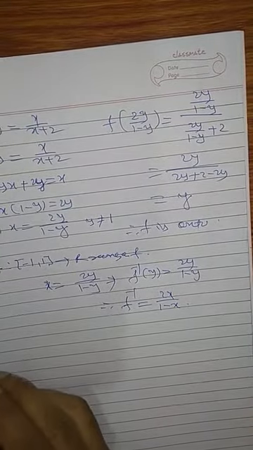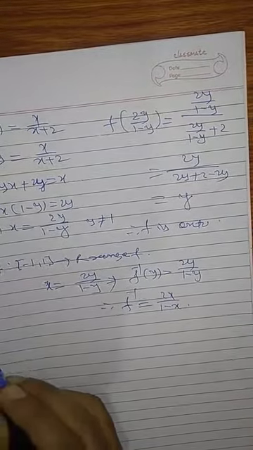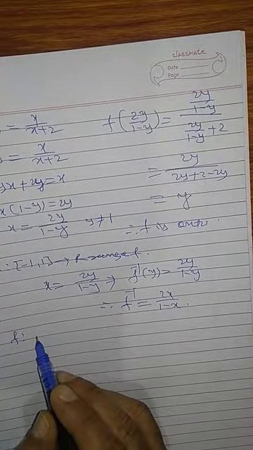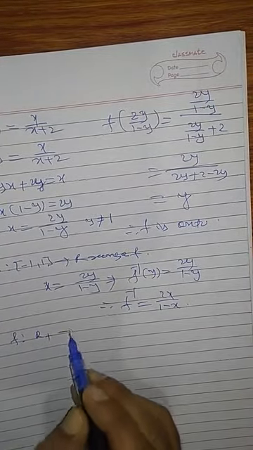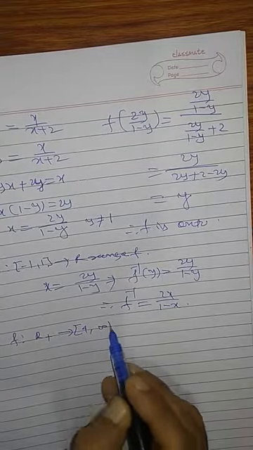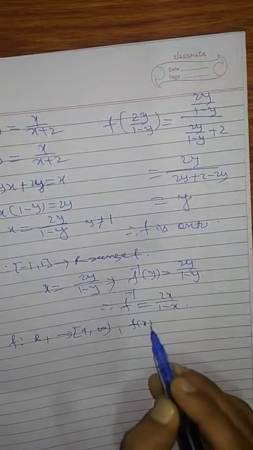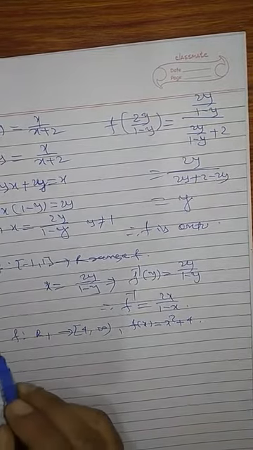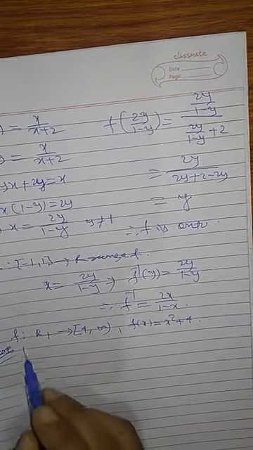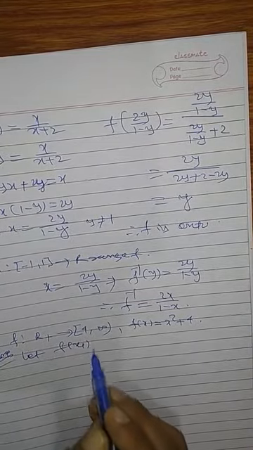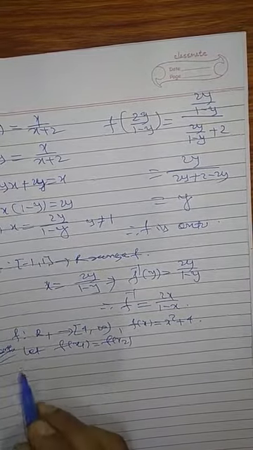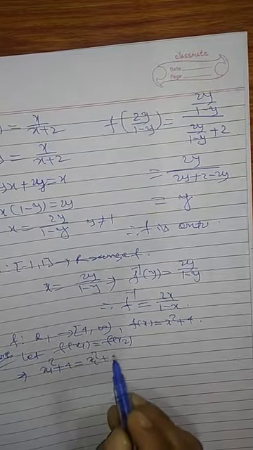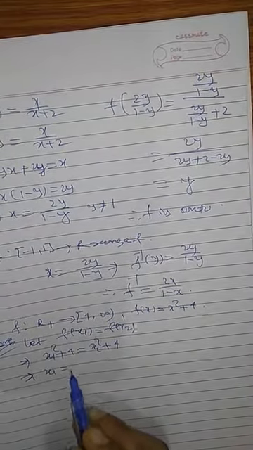Then question number 8, f from R plus to [4, infinity), where f of x is equal to x square plus 4. For 1-1, same procedure we will follow. Let f of x1 equal to f of x2, then you can write x1 square plus 4 equal to x2 square plus 4, implies x1 is equal to x2.